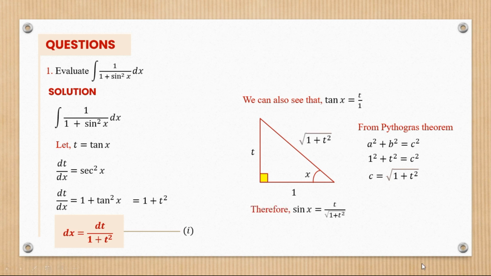So therefore, sine x, which is what we're looking for here, is equal to opposite over adjacent, that is t over root of 1 plus t squared. Now, we need sine squared x. How about what sine squared x is equal to? So sine squared x should be equal to the square of this, which is t squared over 1 plus t squared.